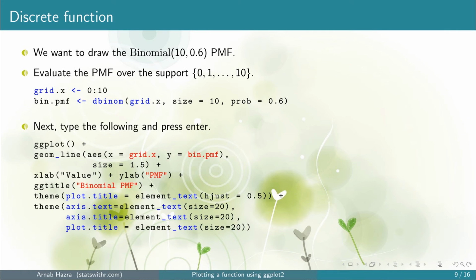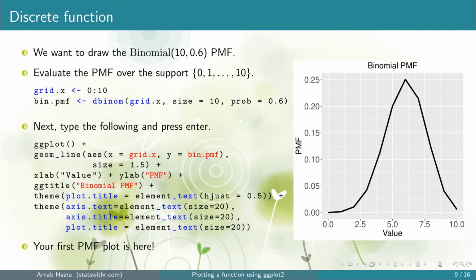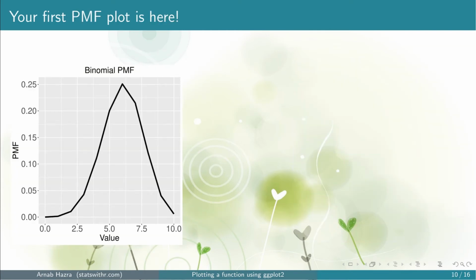First, we just run the same code we have so far with some little changes. The inputs within the aesthetics of the geom_line are replaced by the two new vectors, and further we change the name of the axis title of the y-axis from density to PMF and the plot title from normal density to binomial PMF. Now press enter. Okay, you get your first binomial PMF plot.